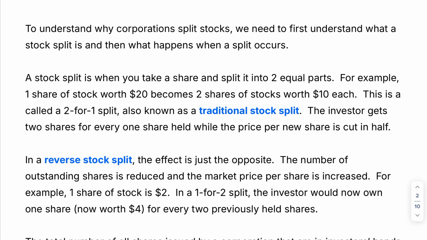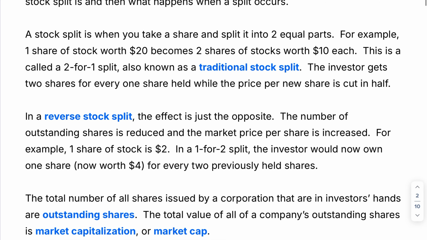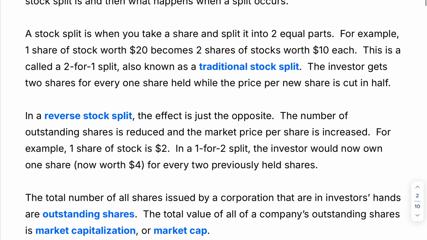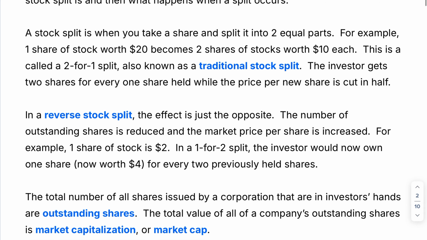In a reverse stock split, the effect is just the opposite. The number of outstanding shares is reduced and the market price per share is increased. For example, let's say 1 share of stock is $2. In a 1-for-2 split, the investor would now own 1 share, now worth $4, for every 2 previously held shares.